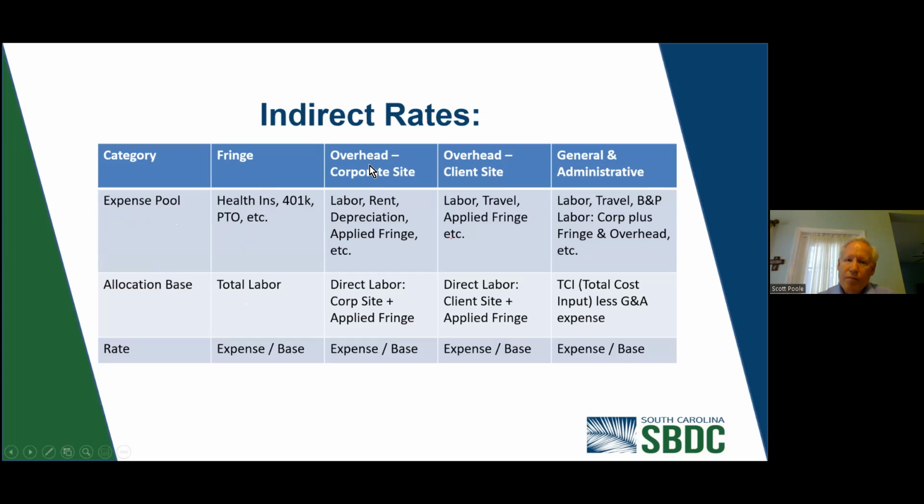Look at overhead. Overhead could be at the corporate site. You're looking at overhead labor, rent, depreciation, and also the applied fringe that's associated with the overhead labor. Overhead on the client site: sometimes you get a government contract, and they say, we want you to work at our installation. So now that one's going to be a little bit lower because you're not going to have fringe or depreciation there, but you will have labor, maybe travel, and the applied fringe on that overhead labor.